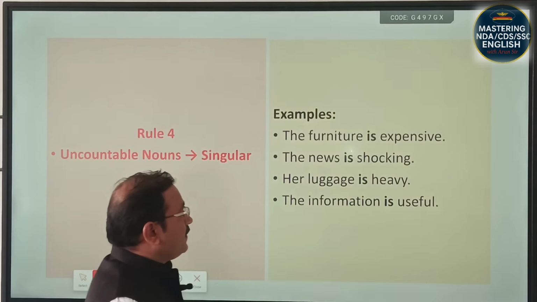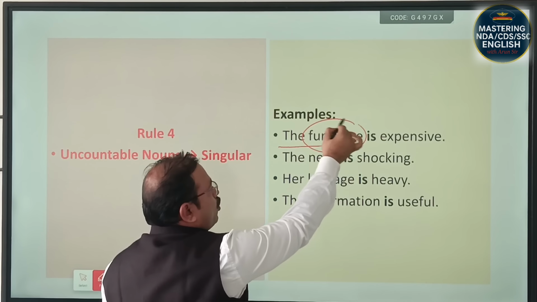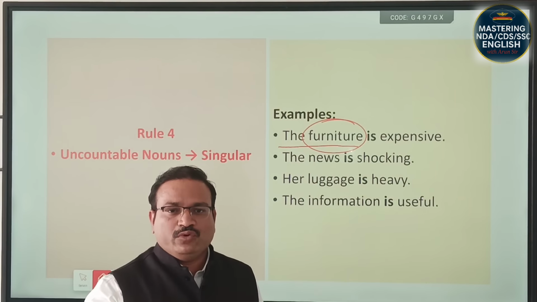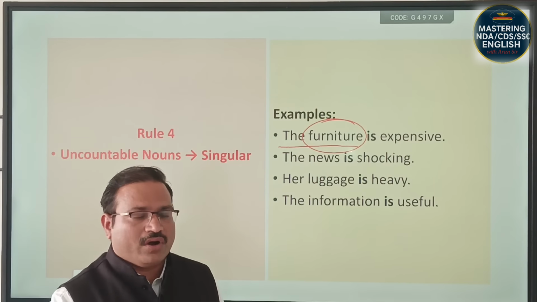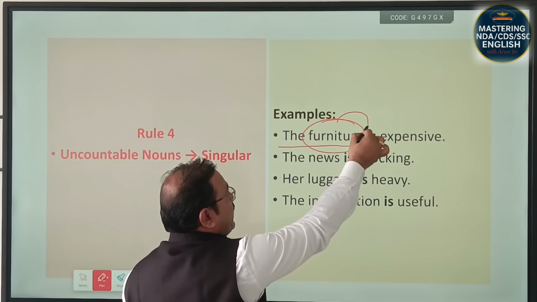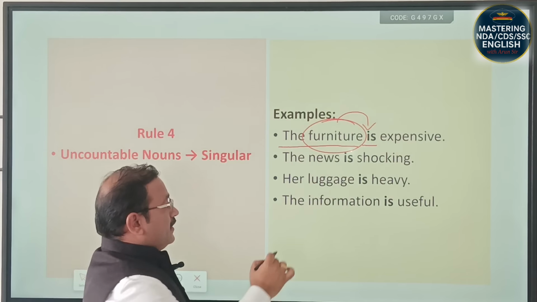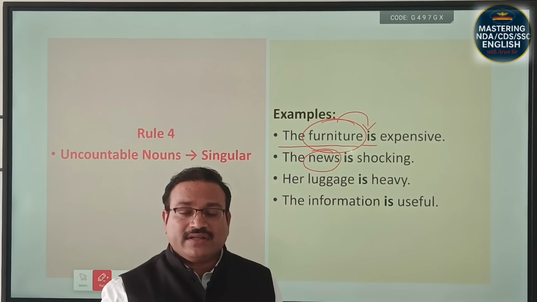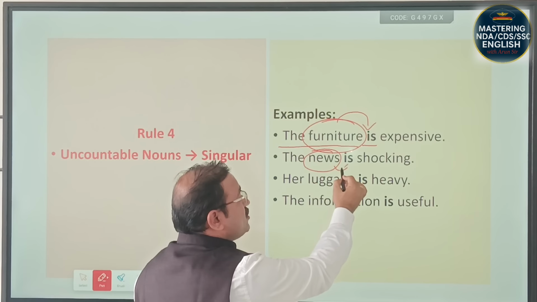Let's understand this. Furniture is a mass noun. Furniture is always a singular noun. Furniture cannot be made plural. We cannot say furnitures. No, grammatically wrong. So furniture is singular. That is why it takes a singular verb. The news is uncountable, singular. That is why it takes a singular verb. News is shocking.